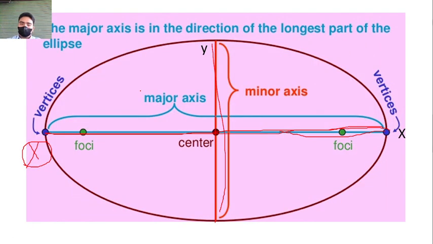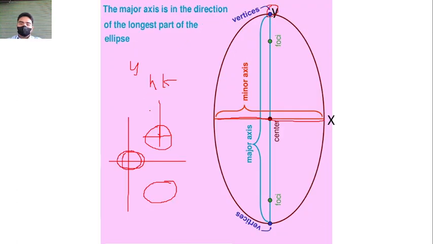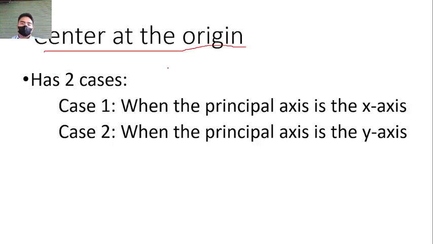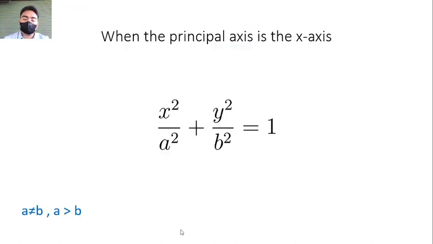So those are the sides, isn't it? These are the sides. So we have two cases here. When the center of your ellipse is at the origin, you have two cases: when the principal axis is the x-axis and when the principal axis is the y-axis. So let's focus first on when your principal axis is your x-axis. Okay, so here is the formula.